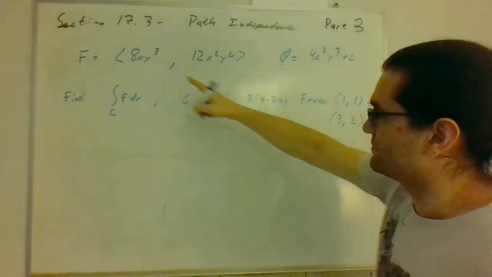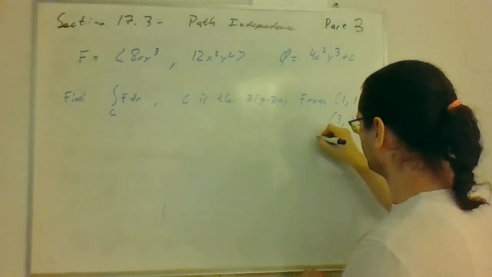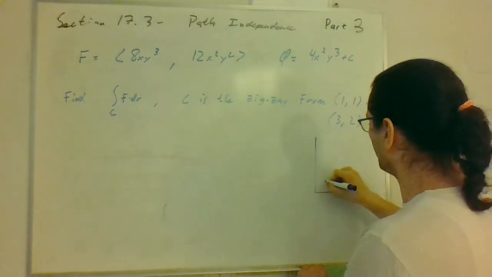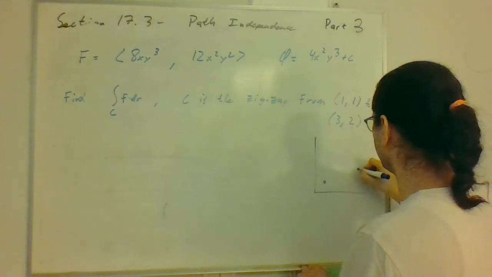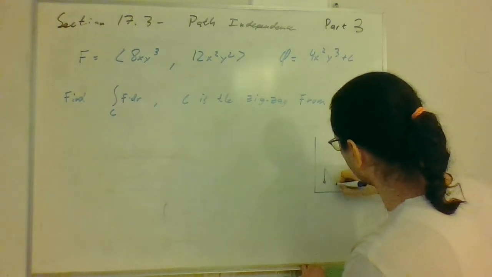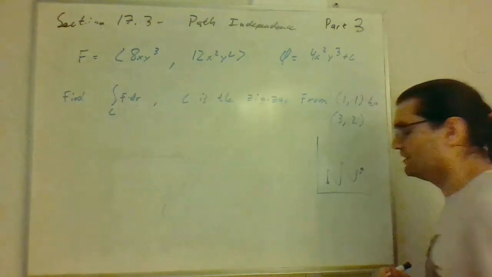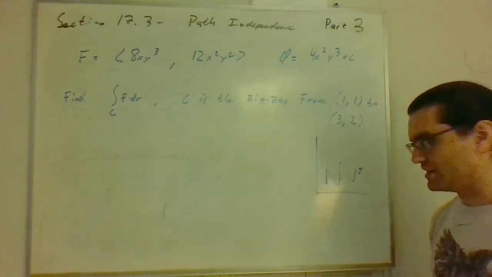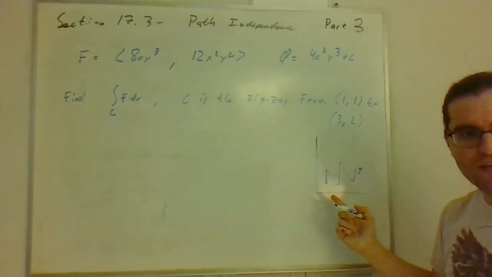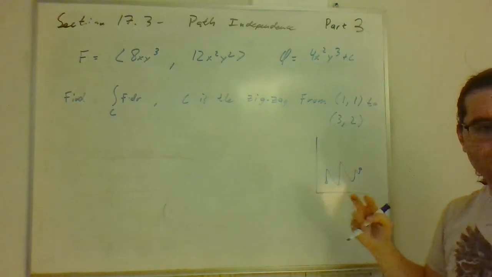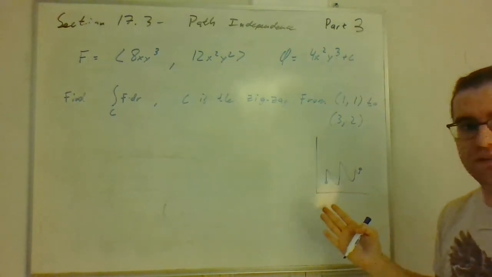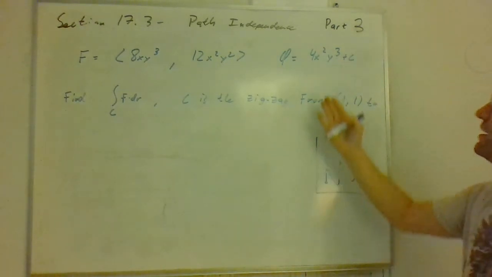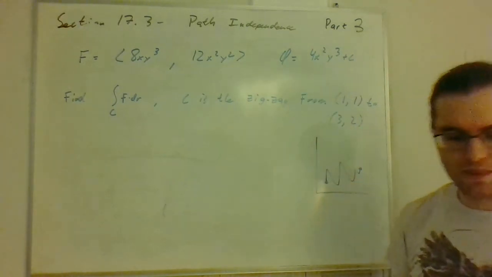So we have this vector field doing its vector field stuff. We have a point here at 1, 1 and a point here at 3, 2, and we want the zigzag, so something's going to zigzag like this. And some of you might be looking at the zigzag and saying, how am I supposed to parameterize that? That's nonsense. And I say, yeah, it is nonsense, but the parameterization doesn't matter. This thing is path independent.